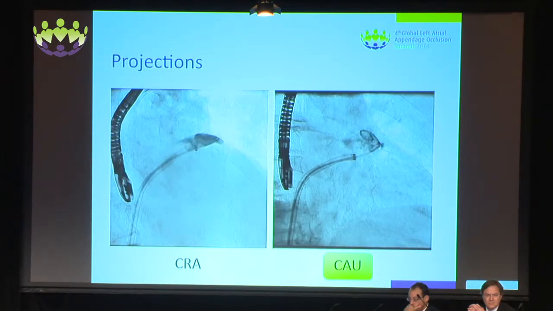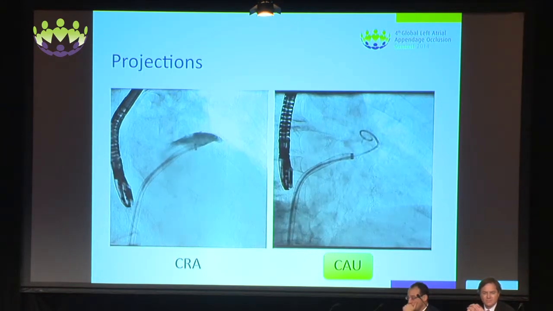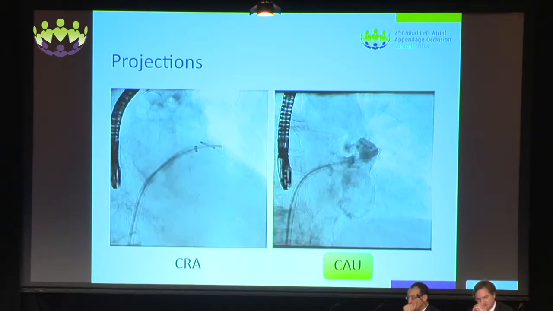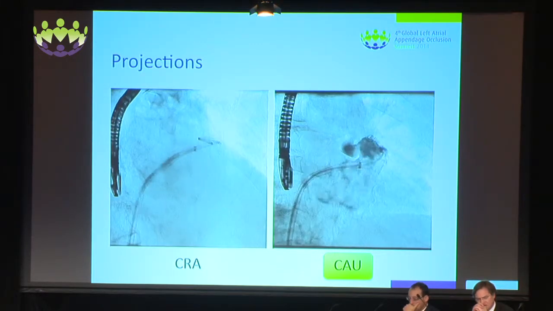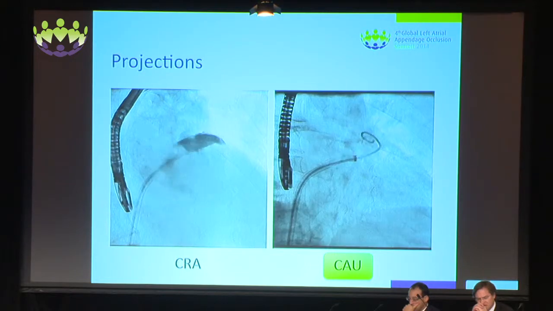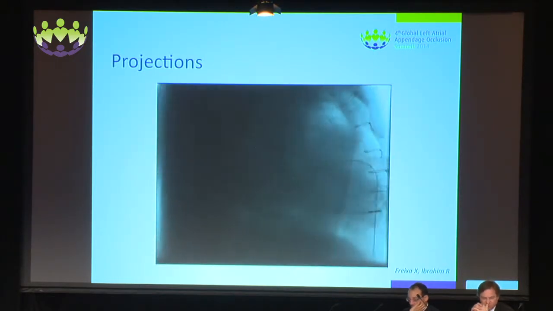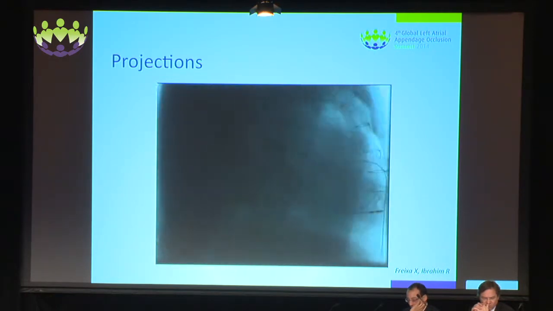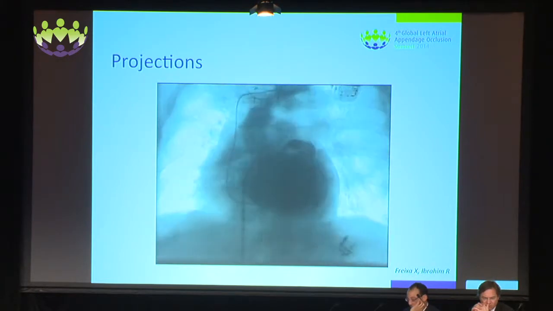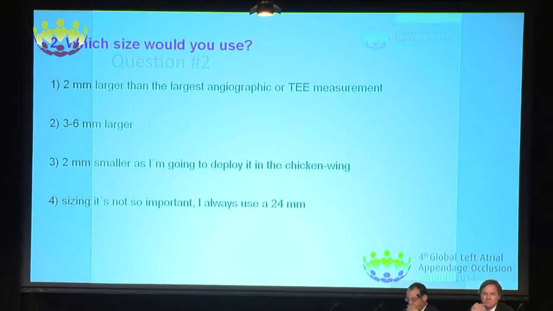Regarding the projections, again, in contrast with the usual cases of ACP, I recommend to use a caudal view, because in the caudal view we can see the distal lobes, so we can see clearly the bend of the chicken wing and all the location of the other structures. Another option is to perform a rotational angiogram, so you can see clearly the bend and all the morphology of the chicken wing. And here comes the second question.